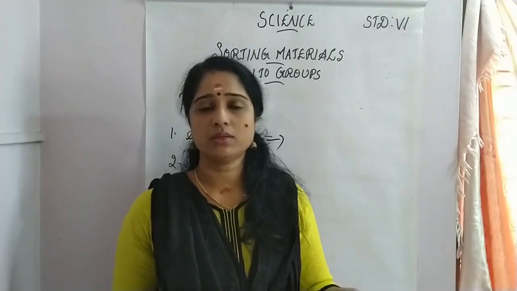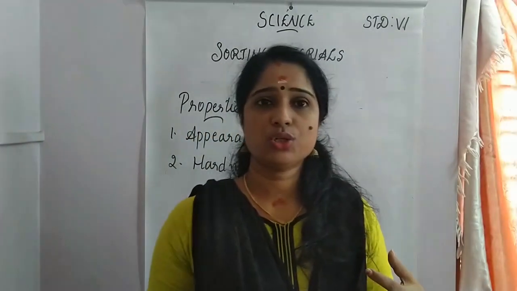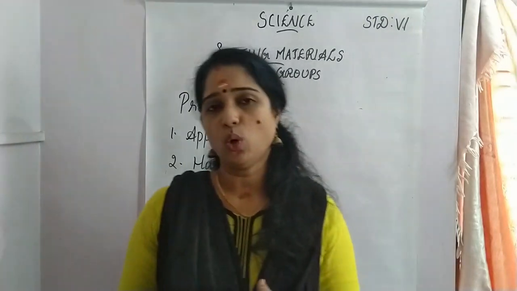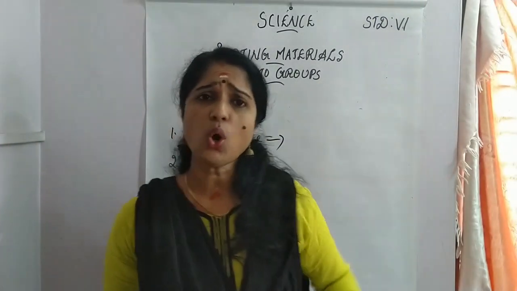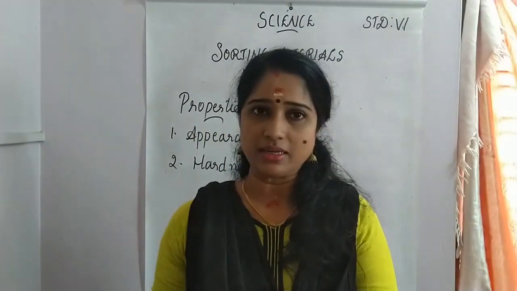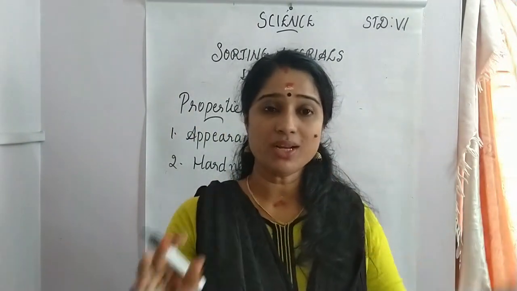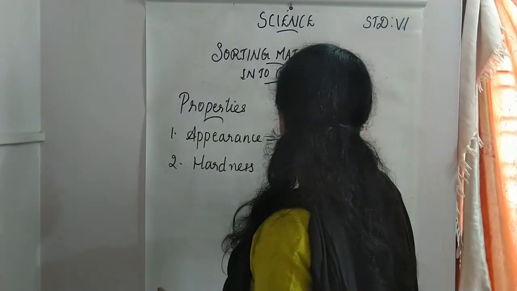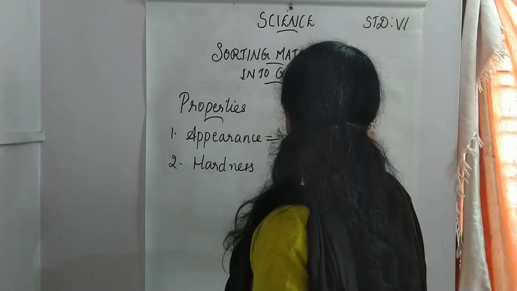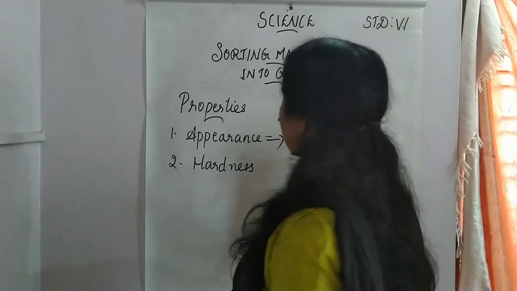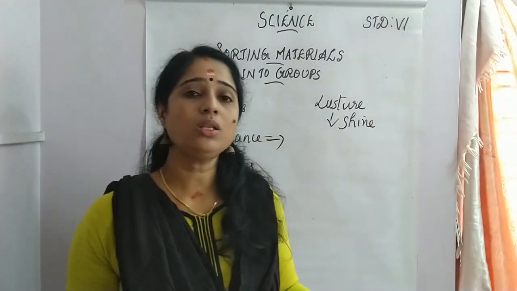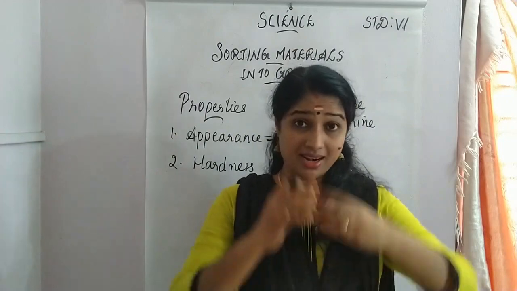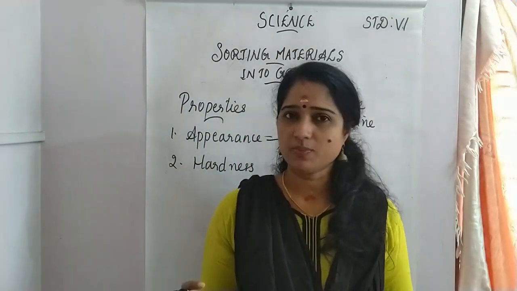And you know that gold and silver, as they are so shiny, are used for making ornaments. Then rocks like marble and granite can be polished. When we polish them, they also have a particular luster. Luster means particular shine. Almost all metals look shiny. They have a shiny appearance. They are lustrous.